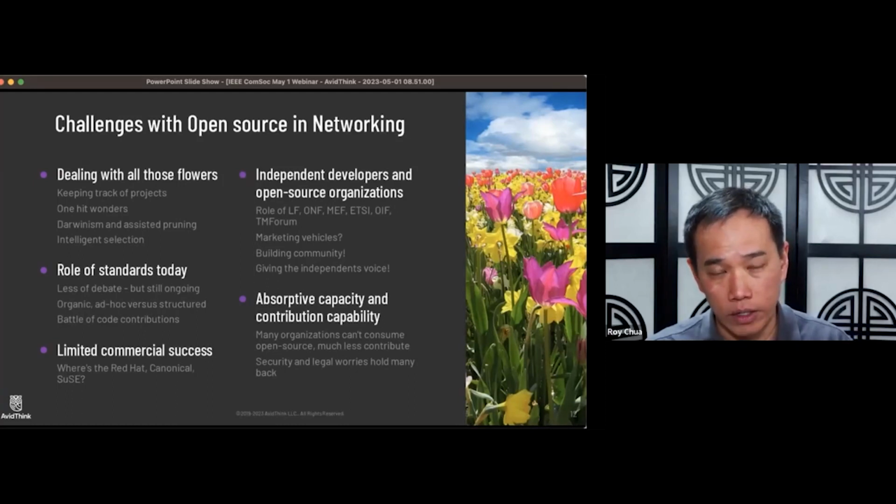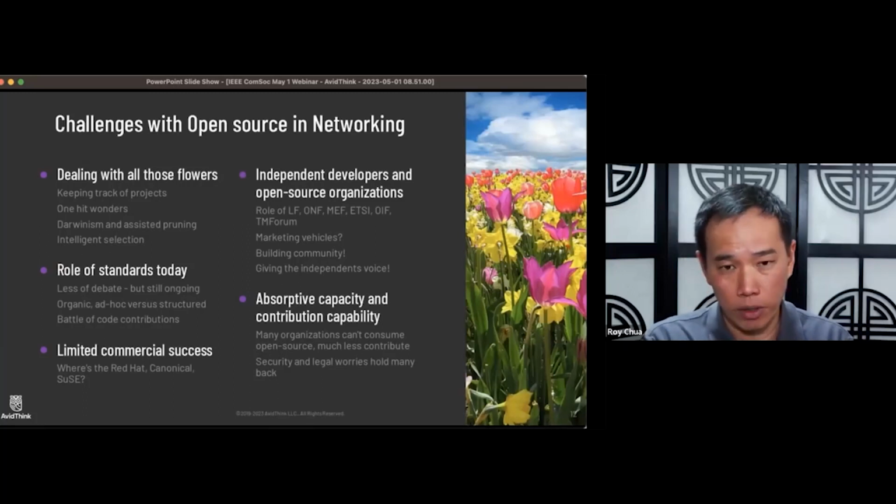And we have a lot of developers out there in open source organizations. What are the roles of all these different organizations? Are they marketing vehicles, or are they involved in building community? I think it depends on which one you talk to. And there are independents out there. How do we give them a voice?